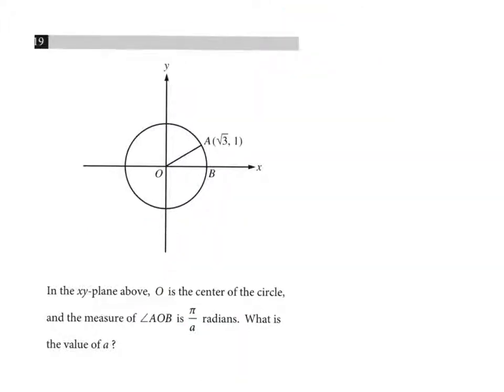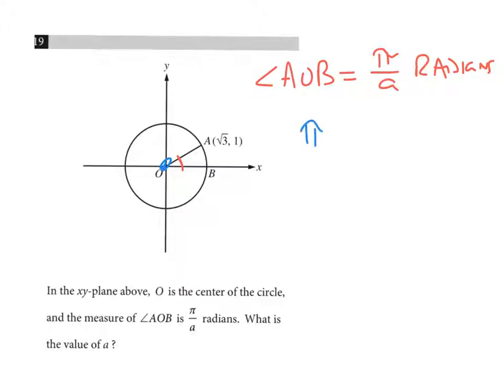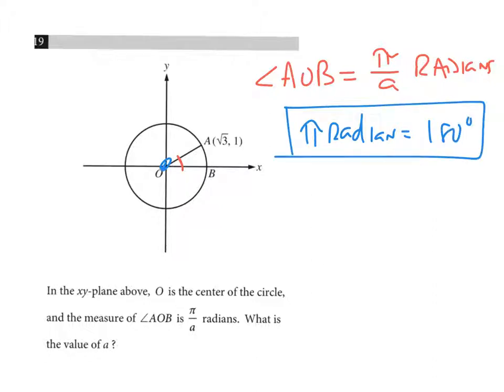Problem 19. In the xy-plane above, O is the center of a circle, and the measure of angle AOB, that angle, is equal to pi over A radians. And the question says, what is the value of A? Well, you might remember that pi radians equals 180 degrees. And in Algebra 2 and Trig, when you needed to convert from radians to degrees, you would multiply by 180 over pi, or from degrees to radians, you would multiply by pi over 180, because pi radians is the same as 180 degrees.